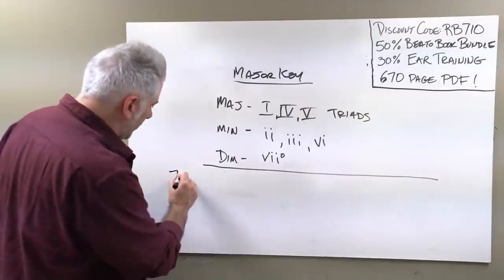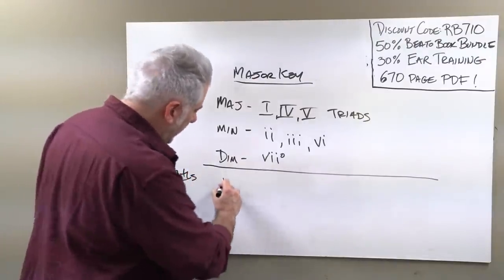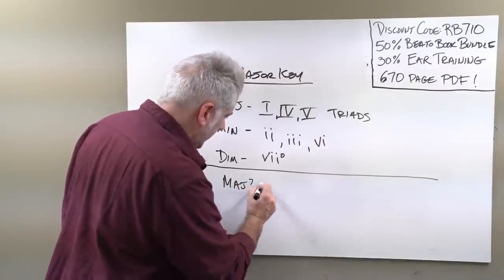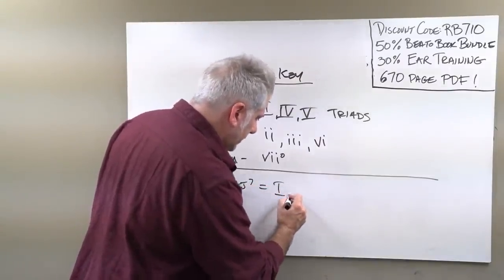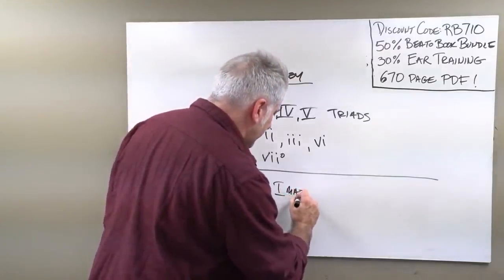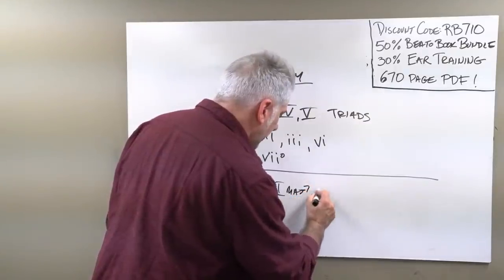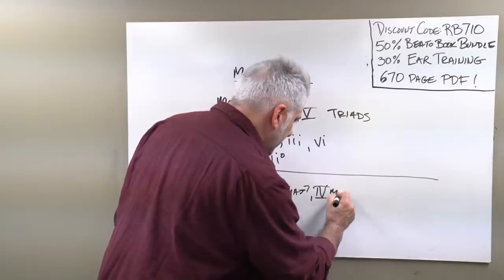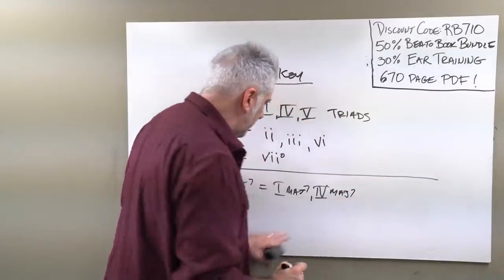The 7th chords are going to be major 7th, are 1, and you'd write it like this. 1, MAJ7, major 7. Sorry about my writing. And then 4, major 7. Those are the 2 major 7th chords built on 1 and 4.